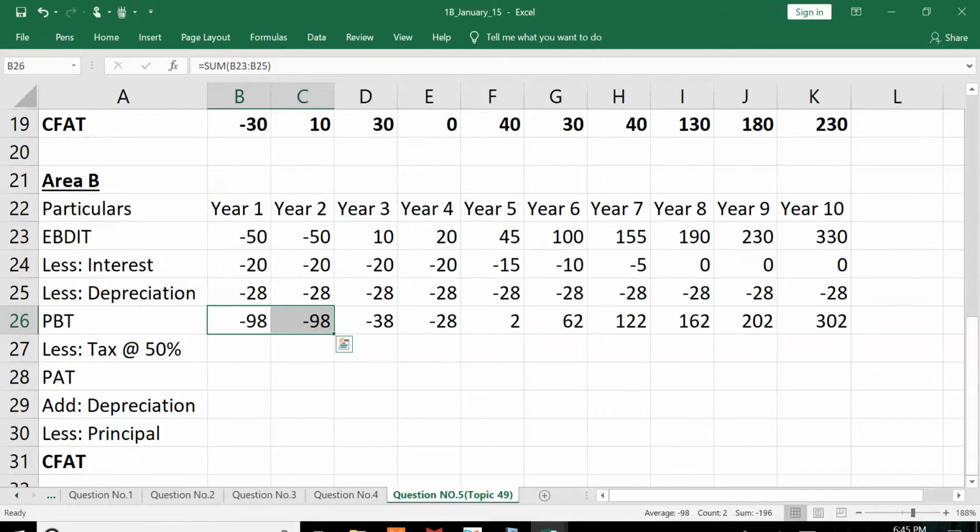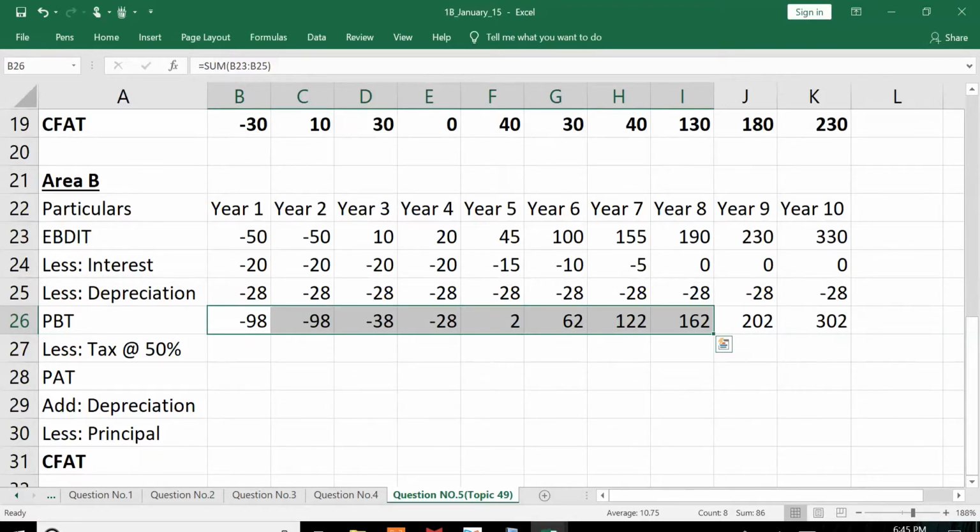Technically, both will have a 20% exemption. My loss increases to 234, increases to 262, then reduces to 260, reduces to 198, reduces to 76, and I have a profit of 86 lakhs in the 8th year. Any doubts till now?